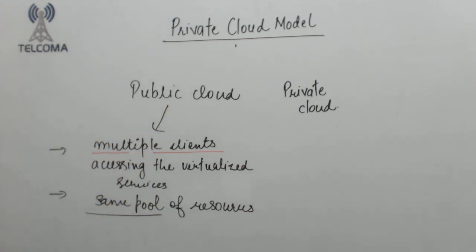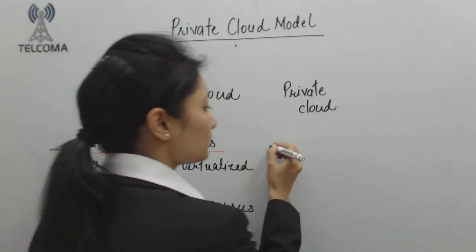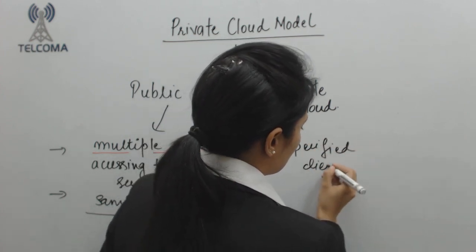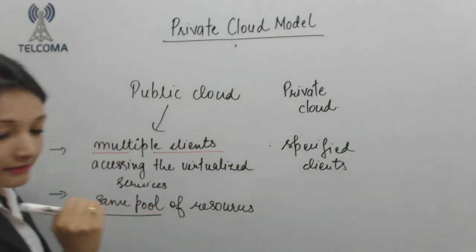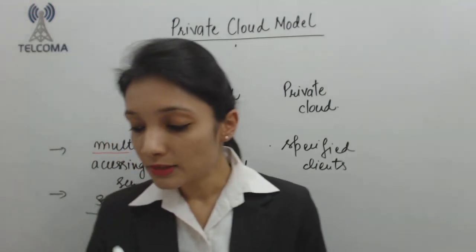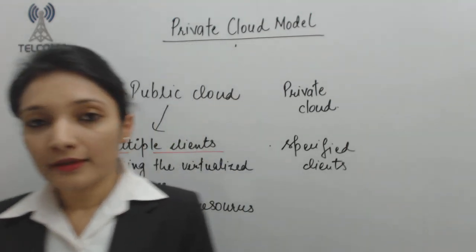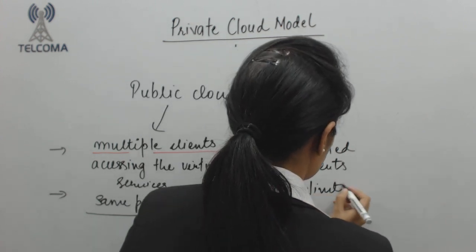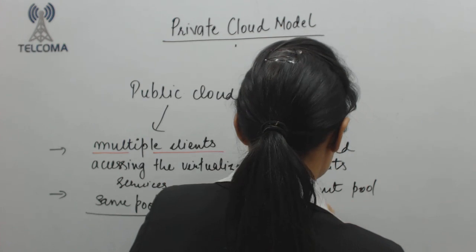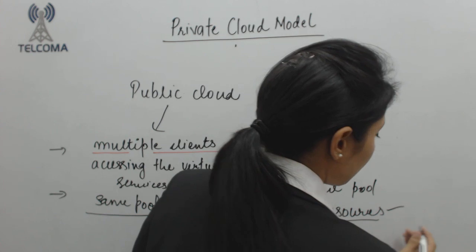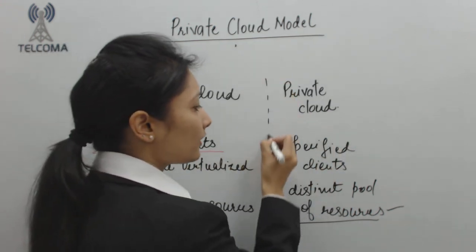But what will happen in your private cloud? The private cloud services are only for the specified clients, and it will draw their resources from a distinct pool of resources. So it will have a separate pool of resources. So simply we can say that the resources here are not public, only for that organization.